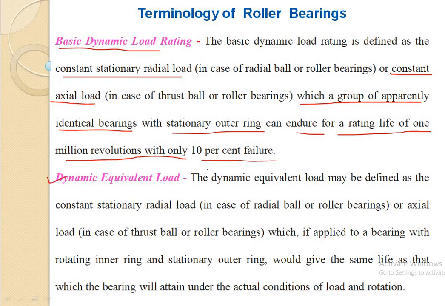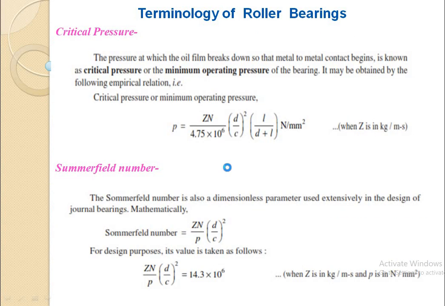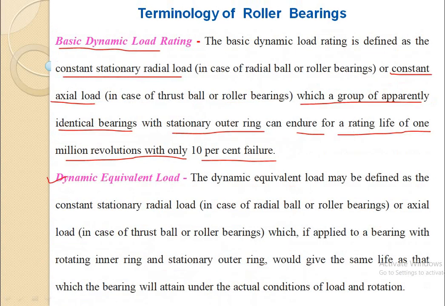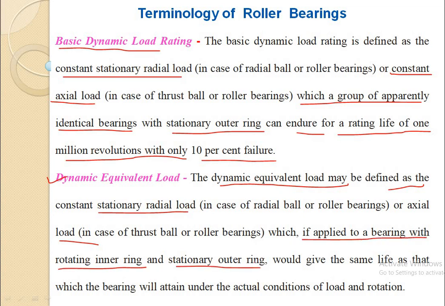Next is the dynamic equivalent load. In the previous slide we have seen what is meant by the static equivalent load. Similarly, we have to see what is meant by the dynamic equivalent load. The dynamic equivalent load is defined as the constant stationary radial or axial load which, if applied on a bearing with rotating inner ring and stationary outer ring, will give the same life as that which the bearing will attain under the actual conditions of load and rotation. It is the comparison between the actual load and applied load.